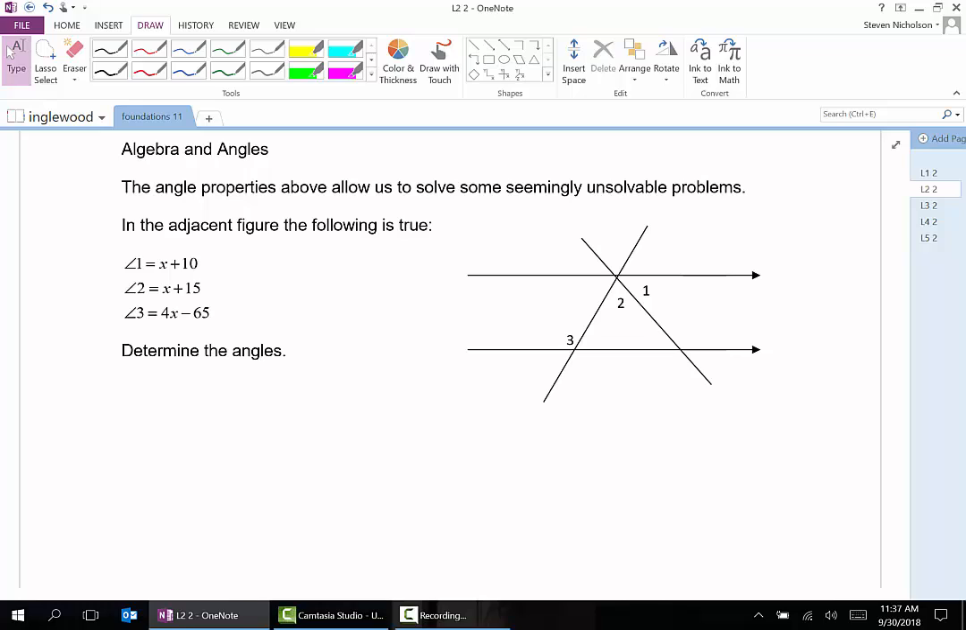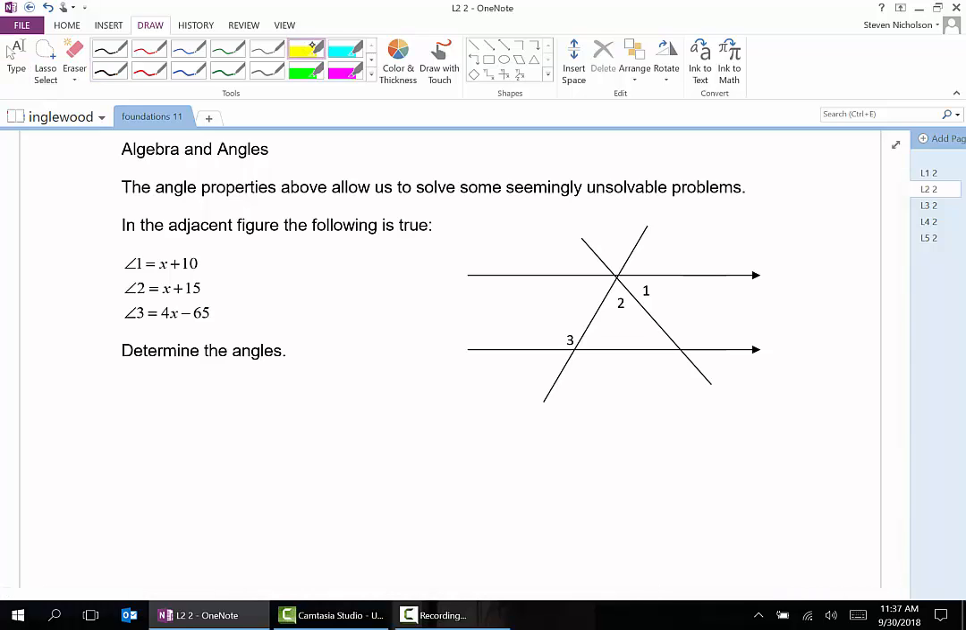So finally, the last thing we'll do in today's lesson is use our angle properties and just mix in a little bit of algebra, which we've been doing. So in this example right here, I want to figure out all the angles. So I want to figure out angle 1, angle 2, and angle 3.